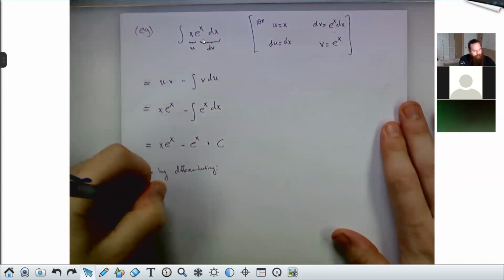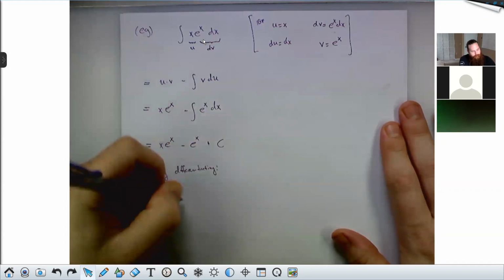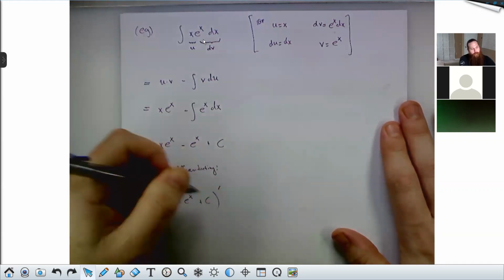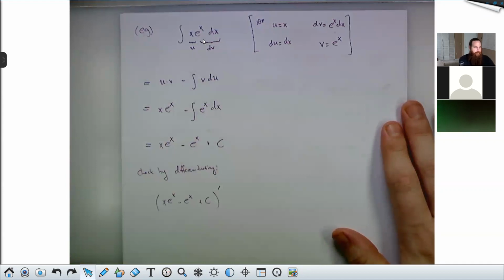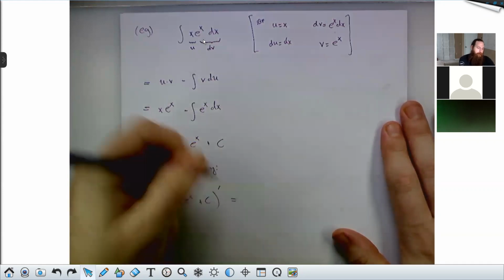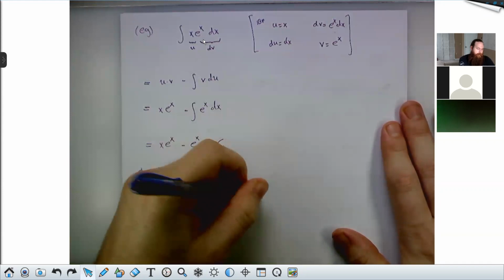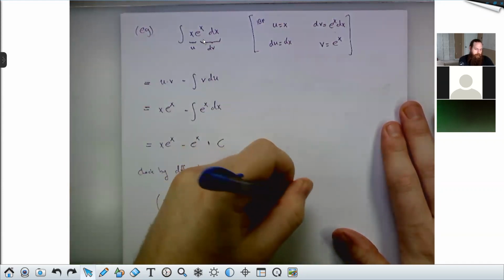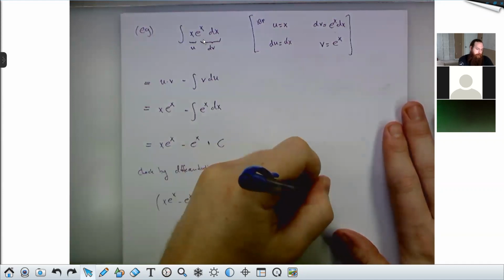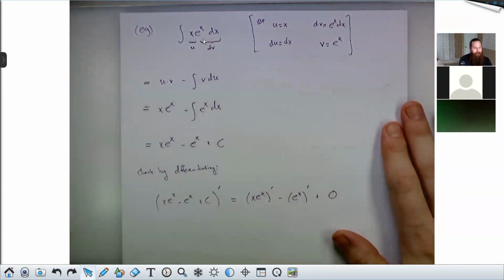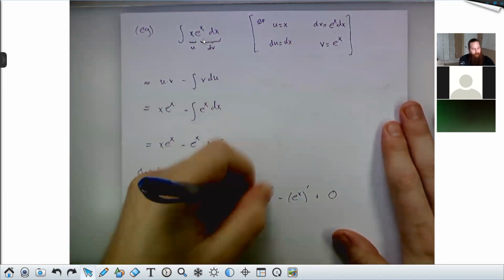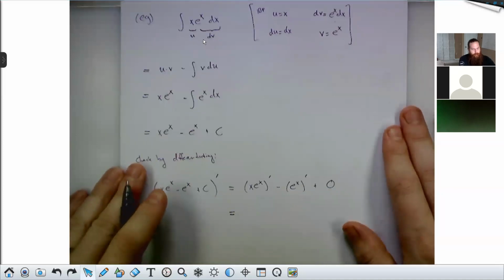If I take this x e to the x minus e to the x plus c, and I prime the whole thing, the c will differentiate to 0. That's x e to the x primed minus e to the x primed plus 0. I can split that derivative up over addition and subtraction, that's fine. And then when it comes to this piece, I would need to differentiate using the product rule.